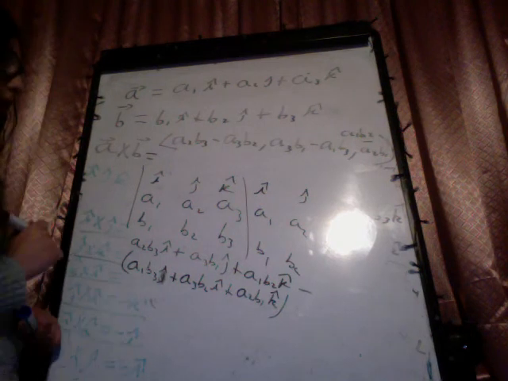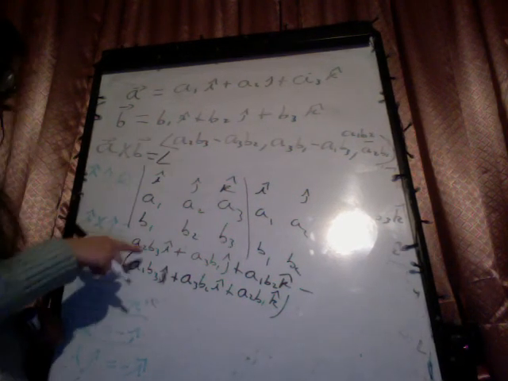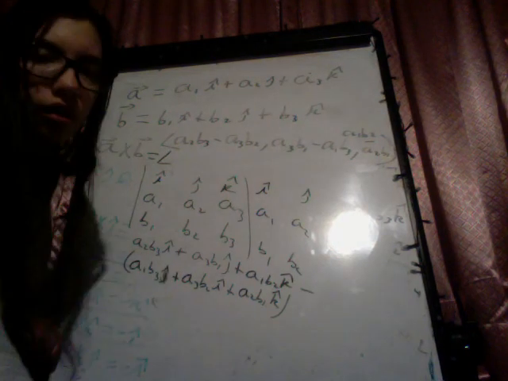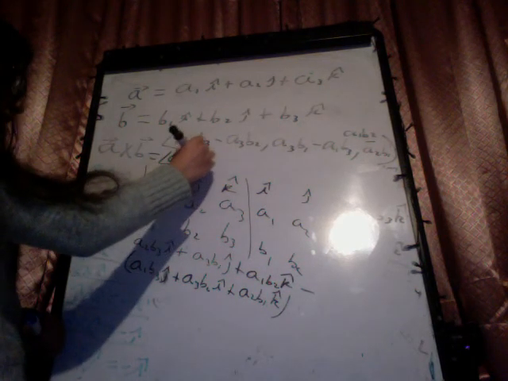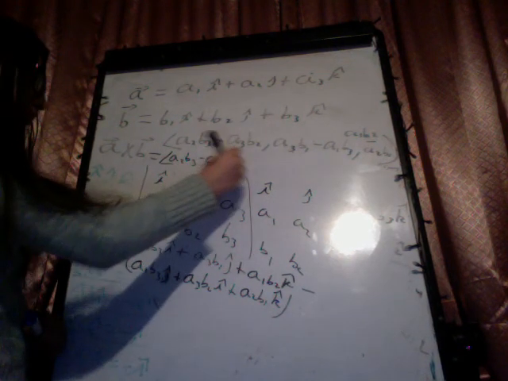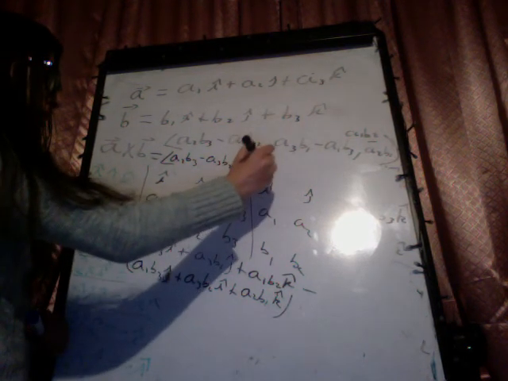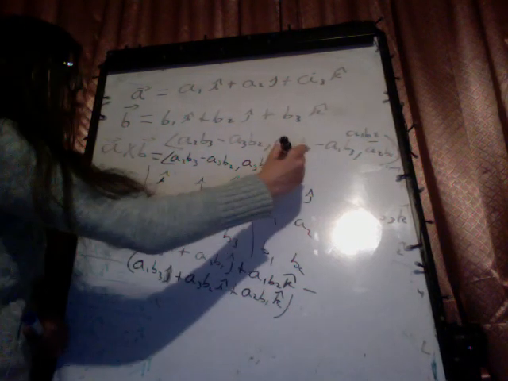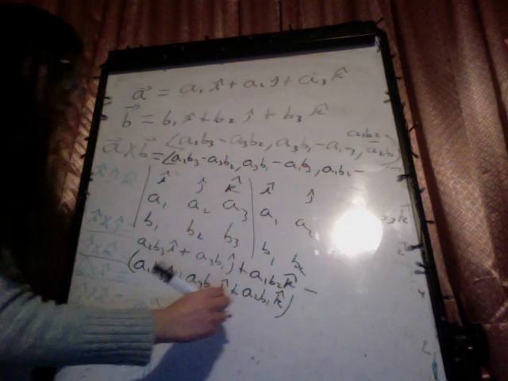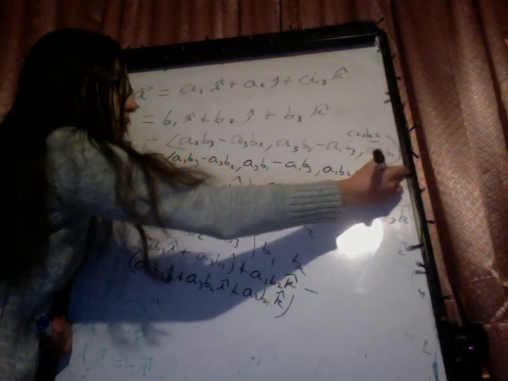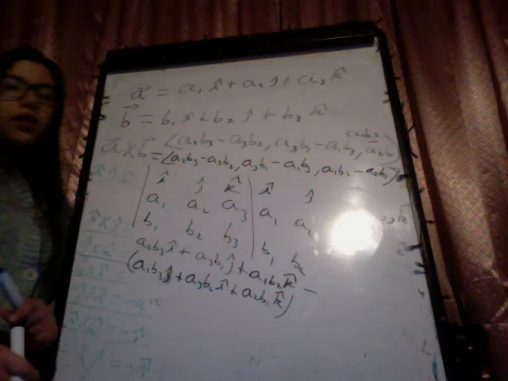And now you group the terms. So again, in the I we have this and this, this and this. So it's A2 B3 minus A3 B2. Next, in the J, we have A3 B1 minus A1 B3. And in the last one, we have A1 B2 minus A2 B1. So it's exactly the same.